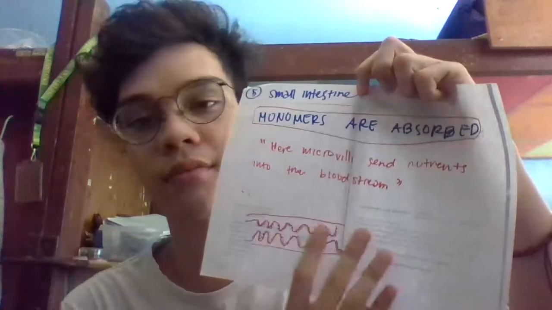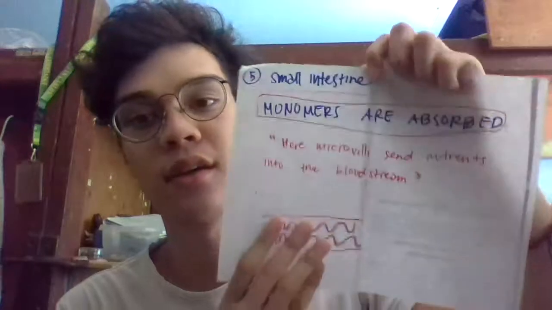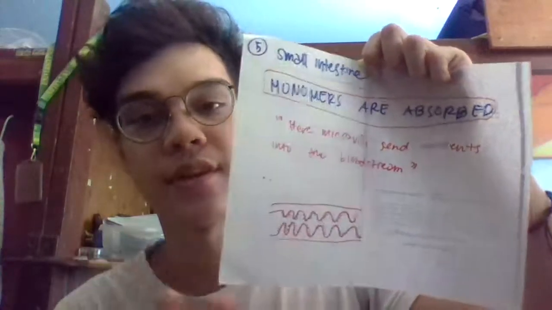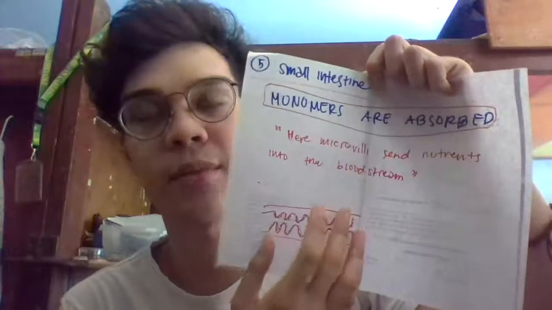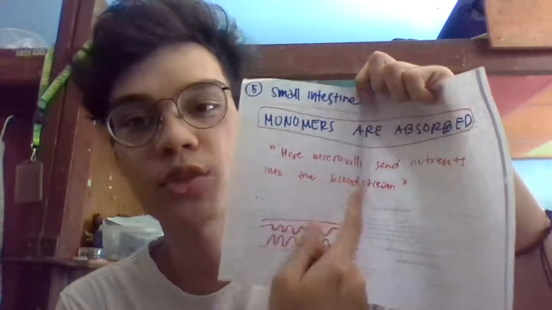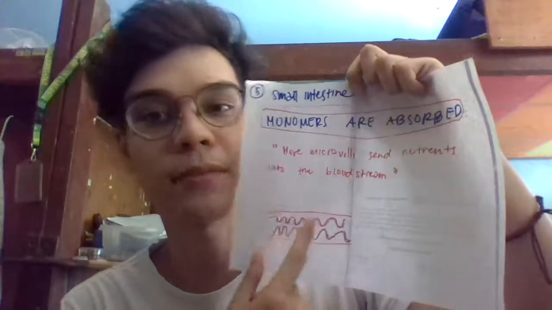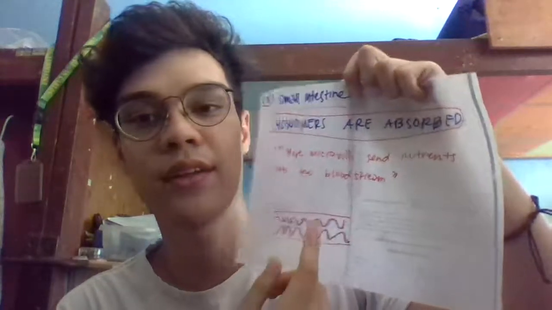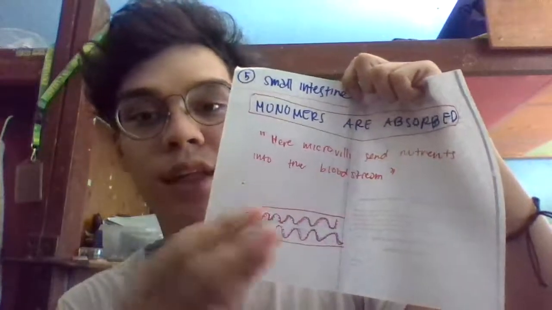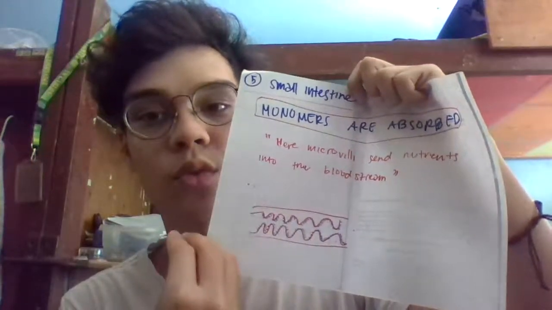Here, of course, it's just absorbed, so it's more or less chemical, I think. So here the microvilli send nutrients into the bloodstream. It's absorbed by the microvilli, and then it's sent into the bloodstream.